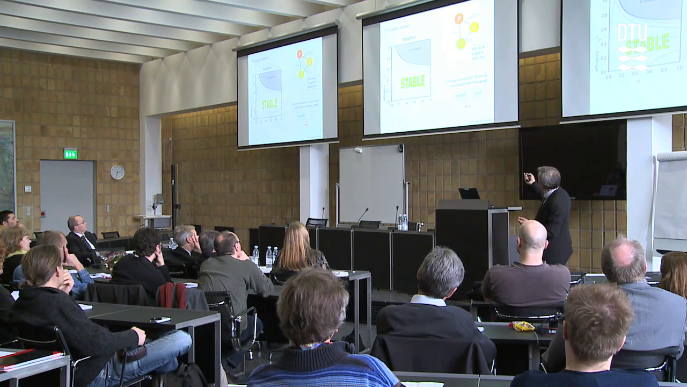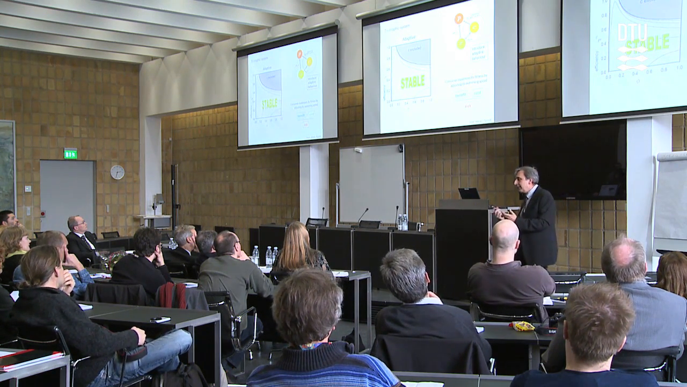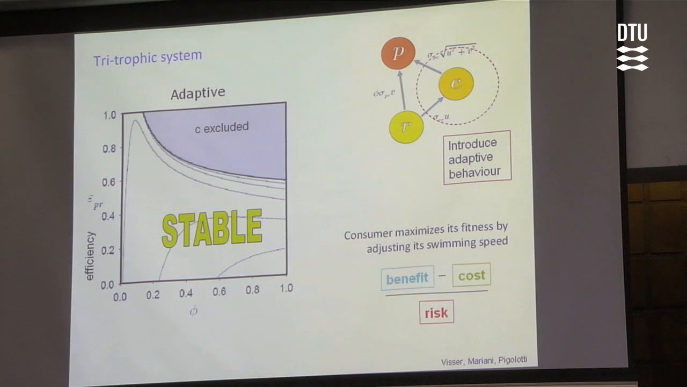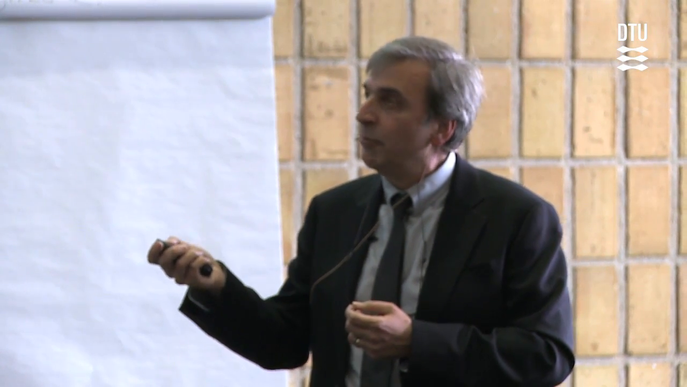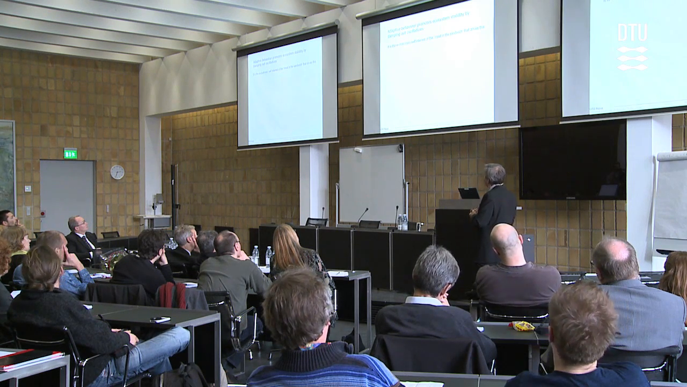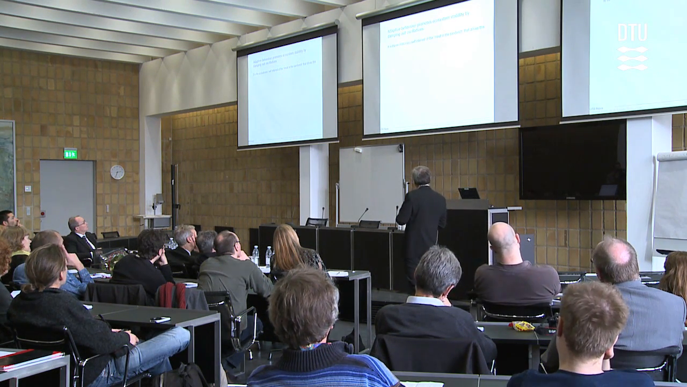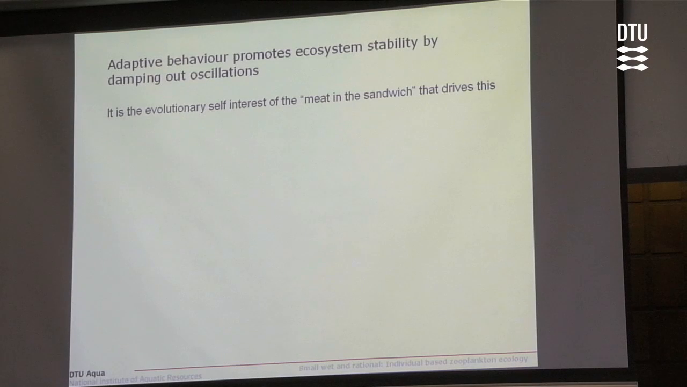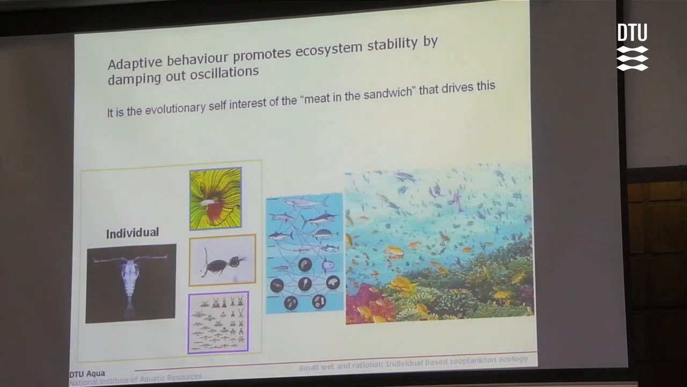But if you allow this guy, the consumer, the one that was in that really difficult position, to actually adapt its behavior to its own best purposes, then an entire part of the instability disappears and the entire system becomes stable, simply by the fact that that consumer is now behaving in a way to best promote its own fitness. In other words, adaptive behavior promotes ecosystem stability by damping out oscillations. And it's the evolutionary self-interest of that little guy in the middle that actually promotes that.